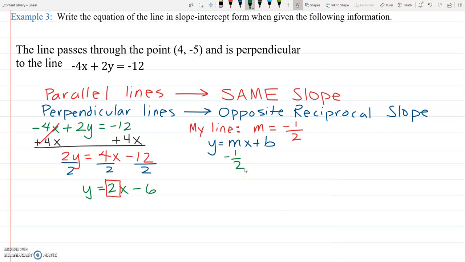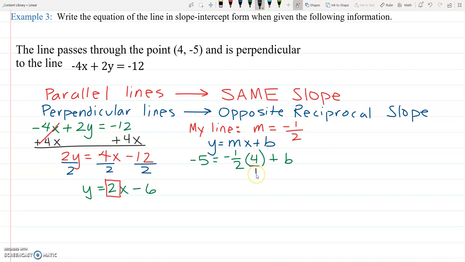My x and my y come from a point on the line, but at this point I only know one point on my line, correct? It is 4, negative 5. So x is 4. That's going to get plugged in here. Negative 5 is y. That's going back here, and I have plus b left. All right, so now if I just solve for b, I'll be just about done.